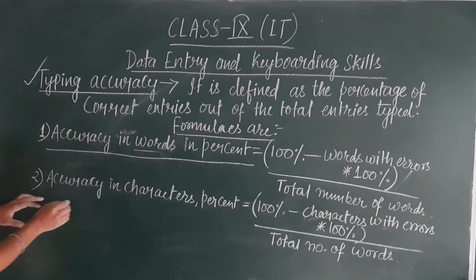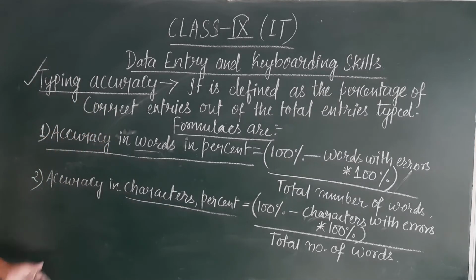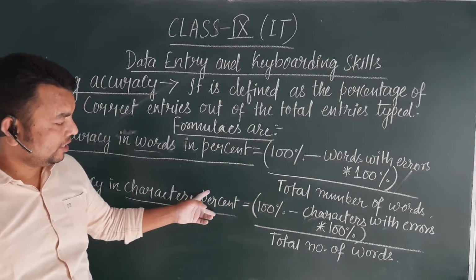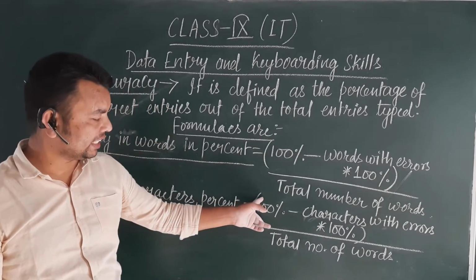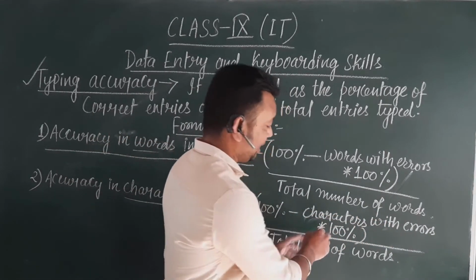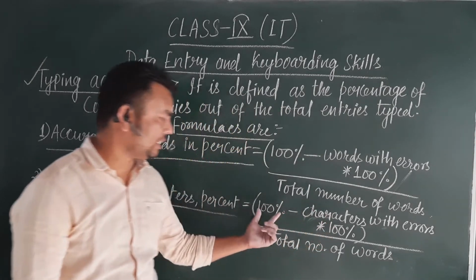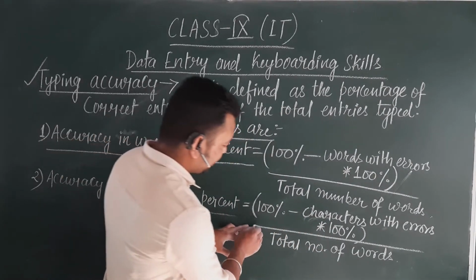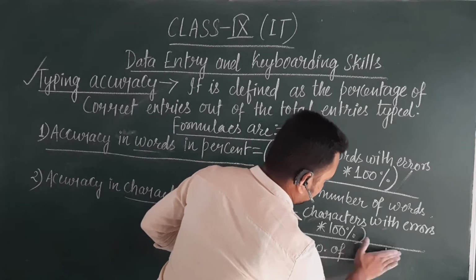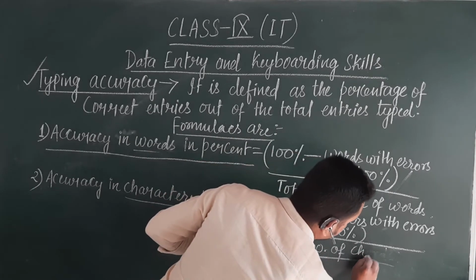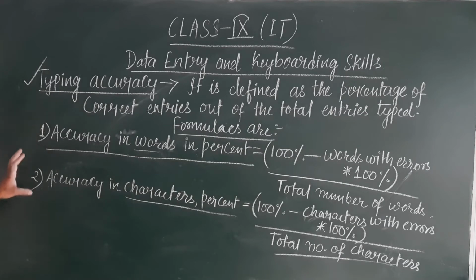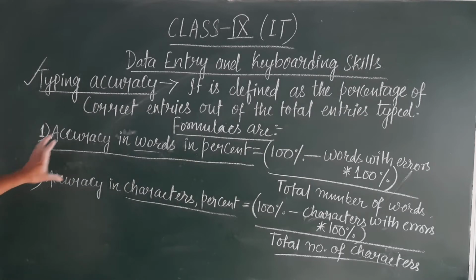The second one is accuracy in characters in percent. Whenever there is a need for finding the accuracy of characters in percent, we do the same thing: from 100 we subtract the characters which consist of errors, multiplied by 100, and all of that is divided by the total number of characters inserted, not words, it is characters. So these are the two methods of calculating typing accuracy in the case of words and characters.